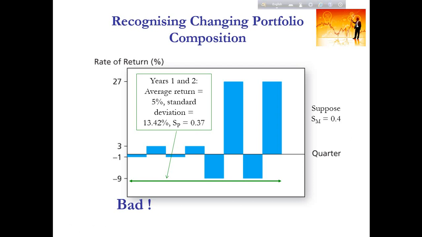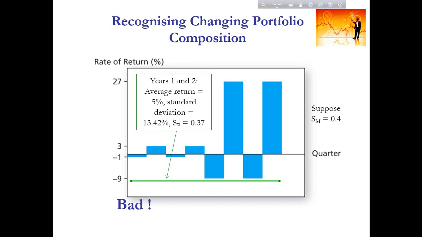As we previously mentioned, the Sharpe ratio for the market is 0.4. So when we evaluate each year on its own, in year 1, we outperform the market. In year 2, we outperform the market. However, due to the change in the portfolio composition that occurred after 1 year, if we evaluate the portfolio over the full 2-year period, we would actually find that the portfolio appears to underperform, because the Sharpe ratio of our portfolio is 0.37, whereas that of the market is 0.4.